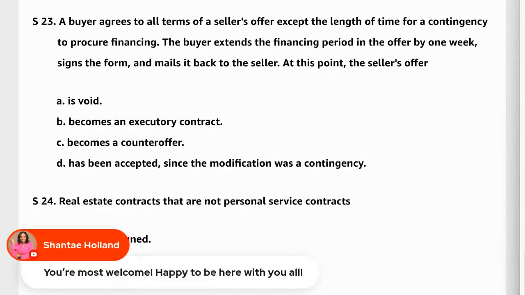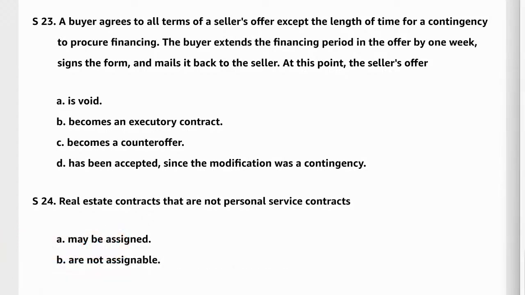Oh, thank you, Shantae. You're very welcome. All right, number 23. A buyer agrees to all terms of a seller's offer except the length of time for a contingency to procure financing. The buyer extends the financing period in the offer by 1 week, signs the form, and mails it back to the seller. At this point, the seller's offer is what? A, is void. B, becomes an executory contract. C, it becomes a counter offer. D, has been accepted since the modification was a contingency.